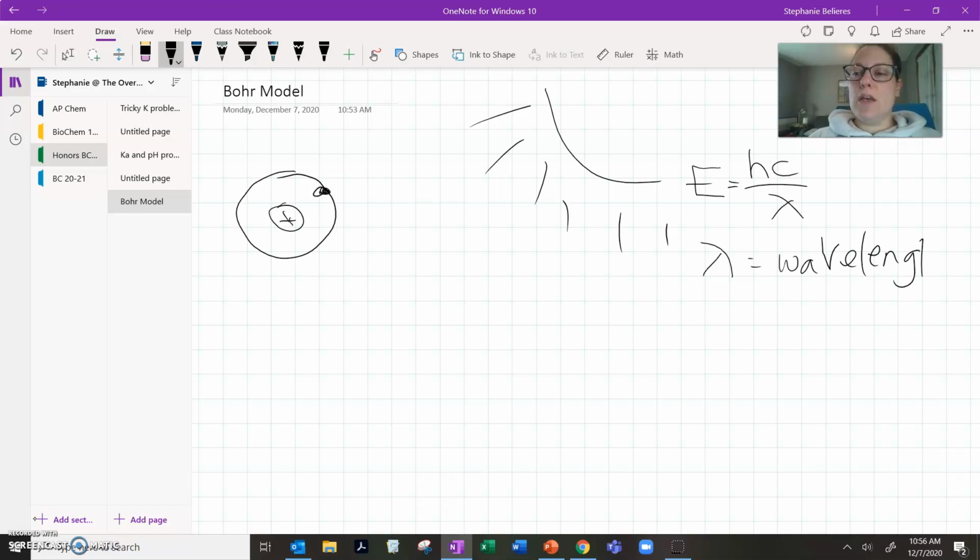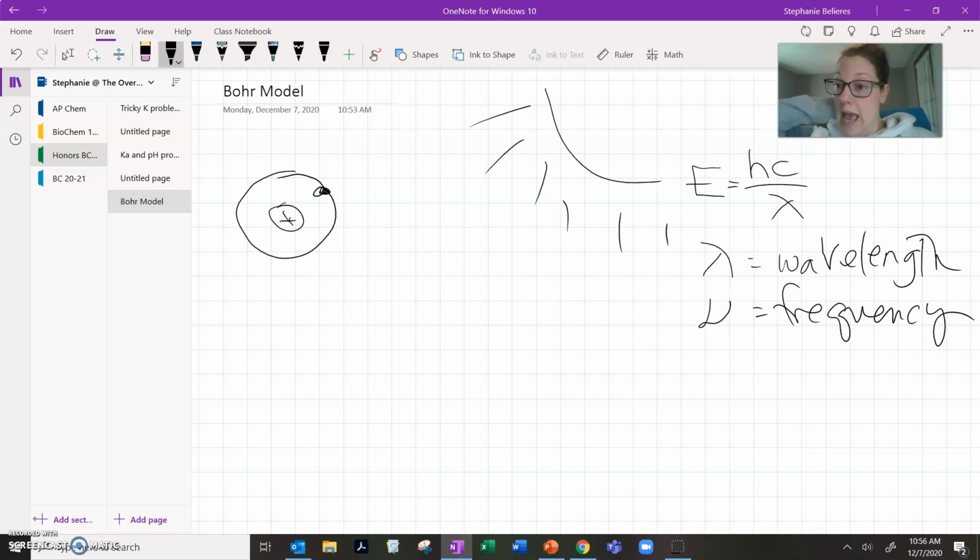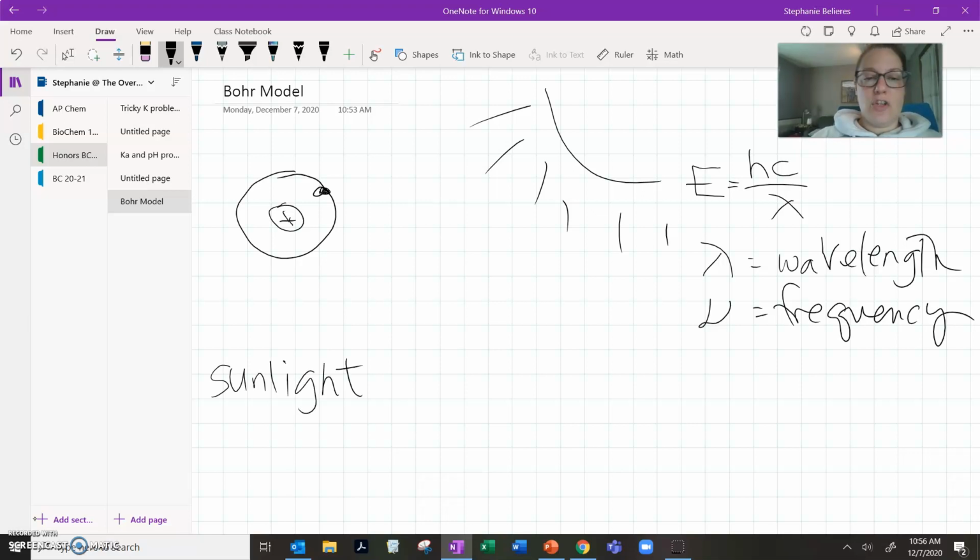Now, this is important because when we talk about Bohr, we're going to be talking about how that energy is absorbed and emitted by atoms and how we actually see that with our eyes. Like, what do we actually observe? All right, so let's say I have my hydrogen atom, and this hydrogen atom is exposed to this energy. I like to think about the sunlight as radiation, electromagnetic radiation.